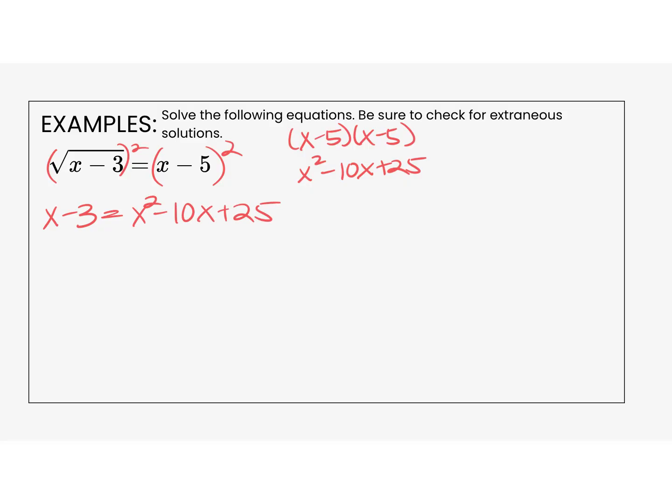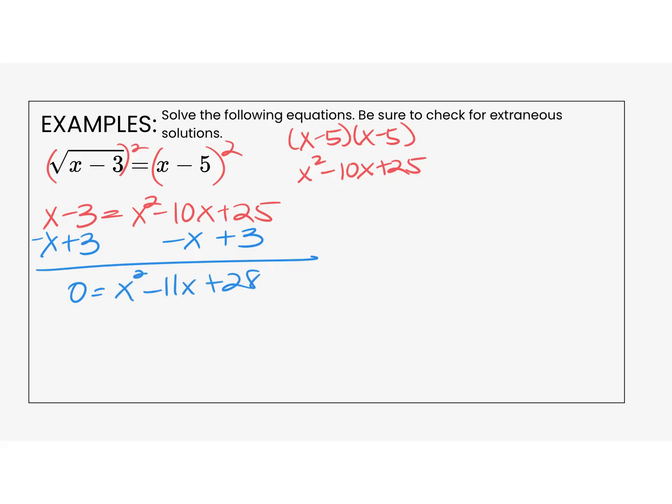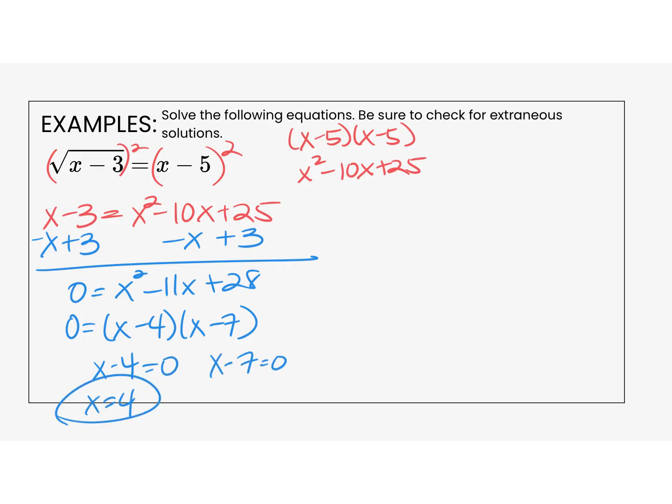I want to solve this quadratic. I see the x squared. I need to set this equal to 0. So I'm bringing over my stuff from the other side. So I get x squared minus 11x plus 28. Factors of 28 would be 2 and 14 or 4 and 7. So 4 and 7 are going to work best in this case. X minus 4, x minus 7. X minus 4 equals 0 gives me x equals 4. X minus 7 equals 0 gives me x equals 7. But we need to do our check and see which one of those, if any, is extraneous.